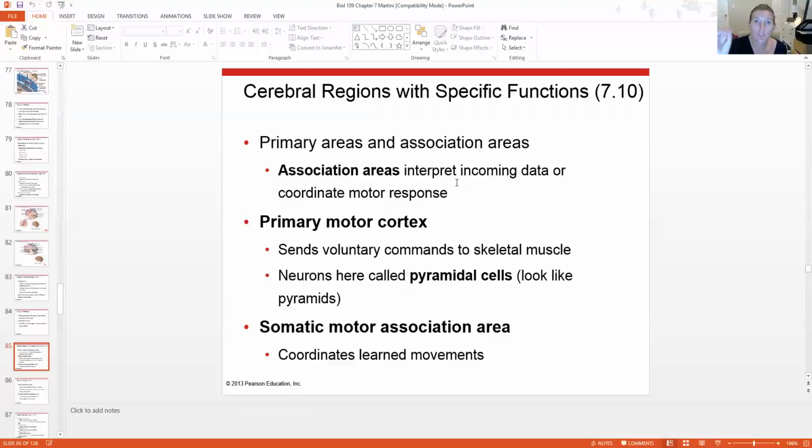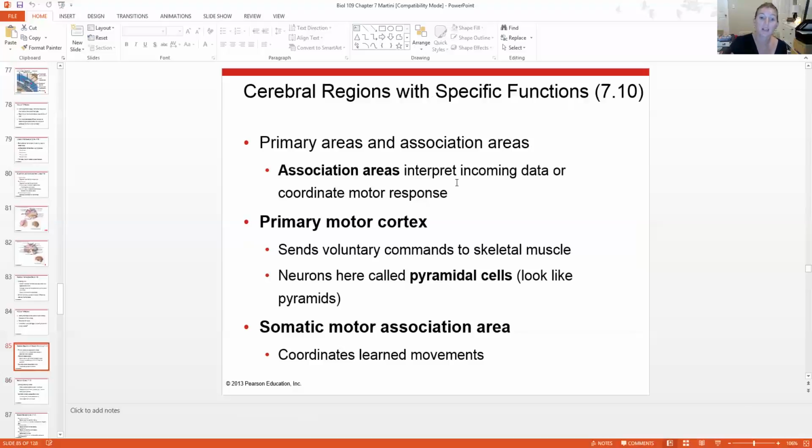First, you have association areas. Association areas are areas that are specific to interpreting incoming data or coordinating motor responses. There's a primary motor cortex. This is where special cells called pyramidal cells, they look like pyramids, send voluntary commands to the skeletal muscle system.